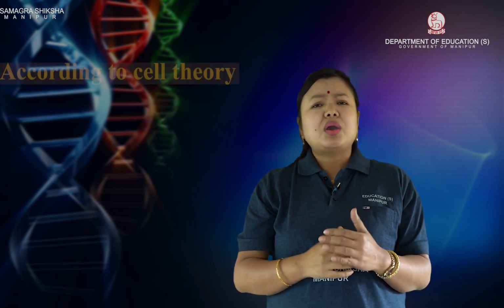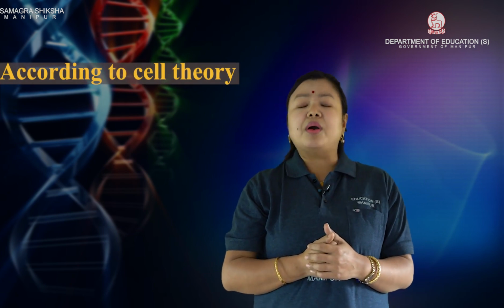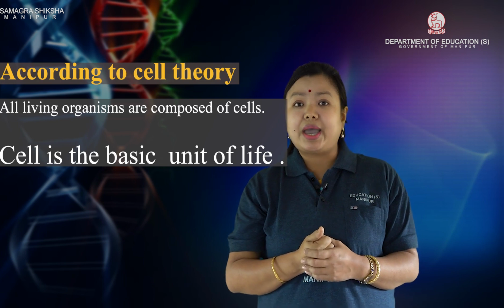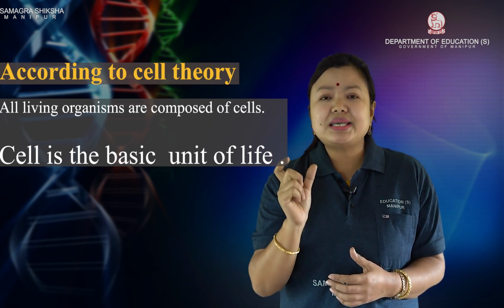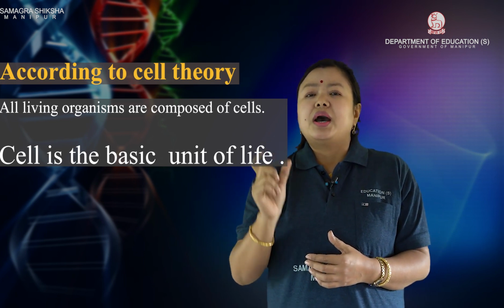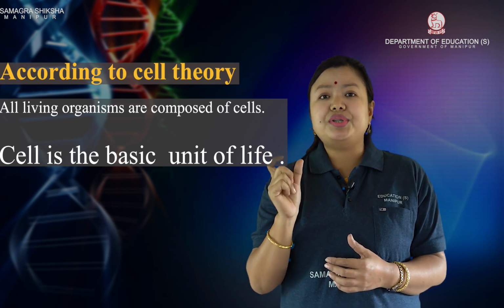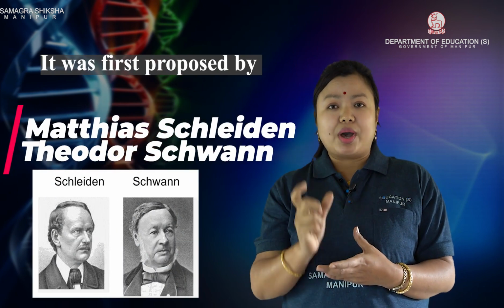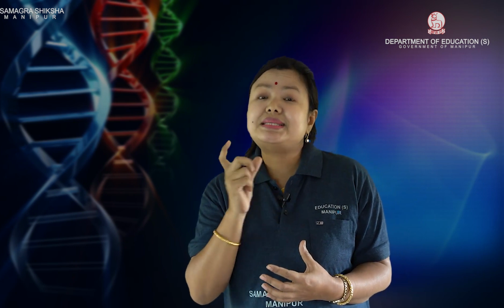So let's see, according to the cell theory, all organisms are composed of cells and cell is the basic unit of life. This theory was first proposed by two biologists, Schleiden and Schwann. Later on, what happened? This theory was further extended by Virchow in the year 1855 by adding a statement.